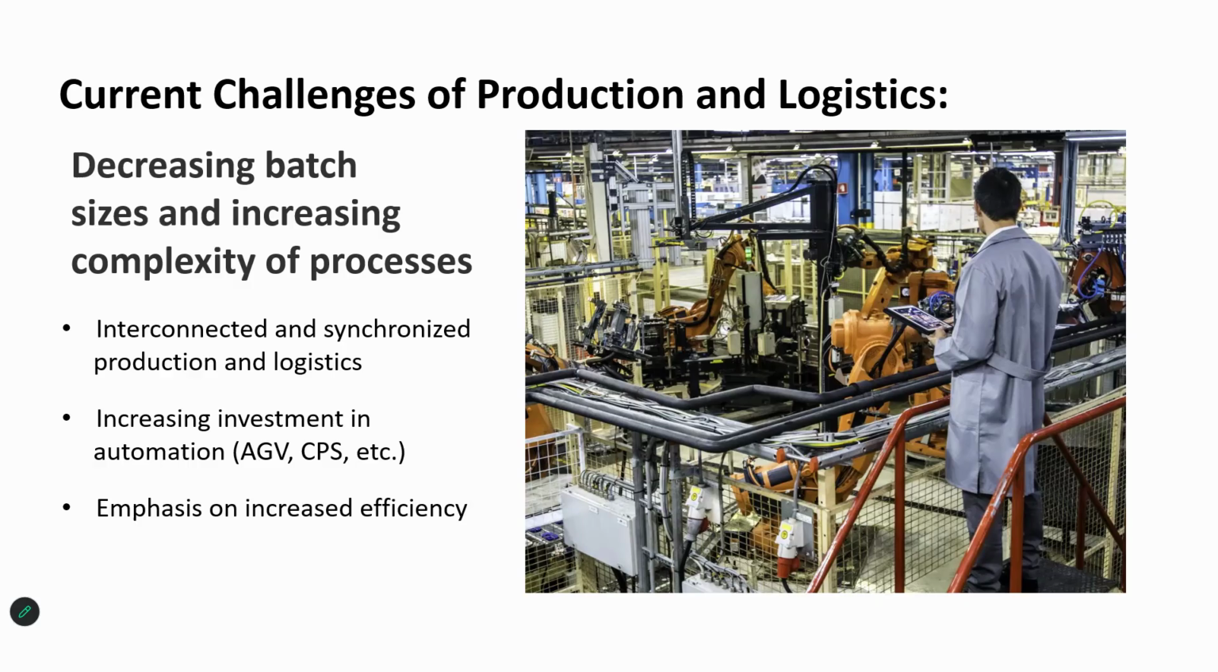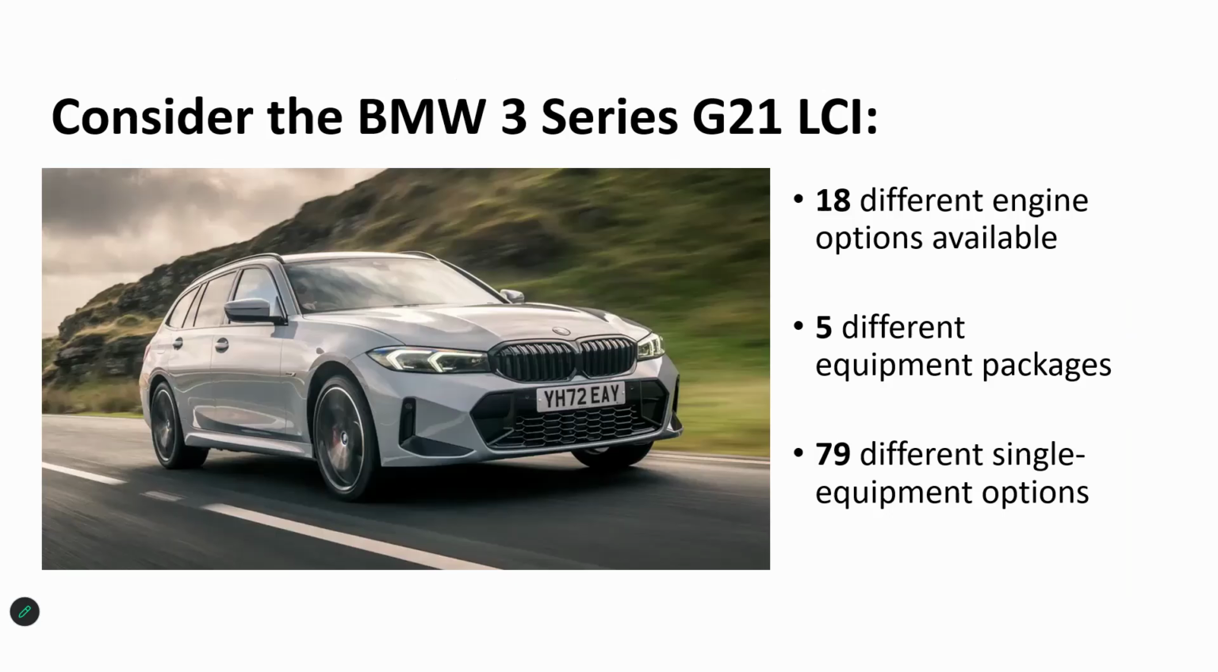Now, as an example, consider the BMW model. This is pretty common in the production of a modern automobile right now. What you're going to see is the manufacturing processes here must be set up to efficiently and cost effectively address, in the case of the BMW, the 18 different engine options that are available to consumers, as well as the 5 different equipment packages which are available, along with 70 different individual equipment options.